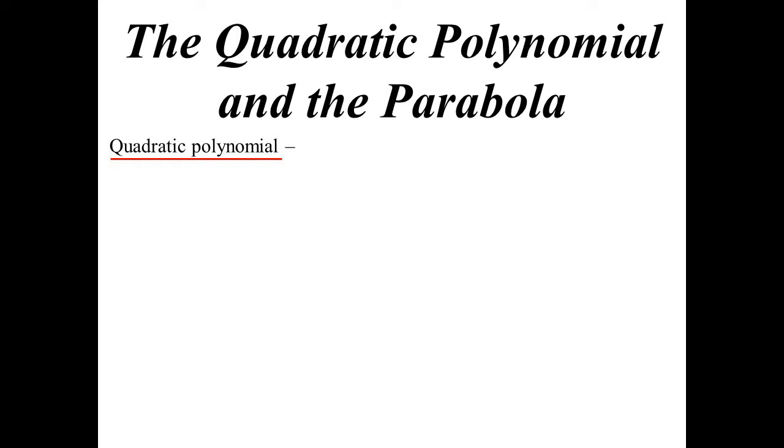The quadratic polynomial, is that ax squared plus bx plus c? Notice there's no equals sign there. That's just a polynomial, ax squared plus bx plus c. The quadratic function is when we make it equal to, well in this case, y. So we now have a dependent variable and an independent variable. So that is the quadratic function.